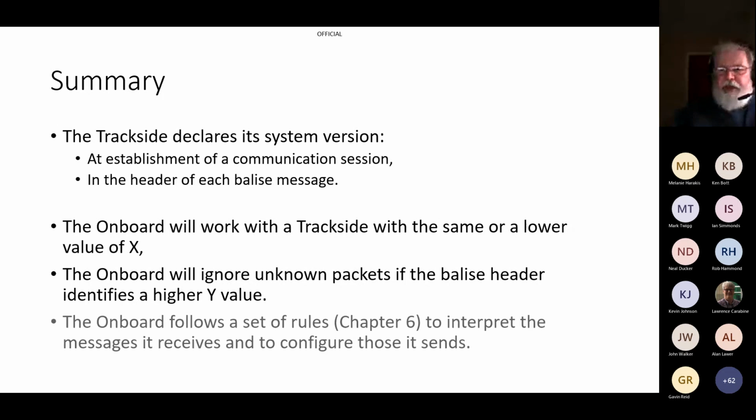And it is chapter 6 of subset 26 that tells the onboard, primarily the onboard, how to interpret those messages it receives and also how to configure the messages it's going to send out. It is the onboard that is not just the babel fish for the incoming messages, but also a babel fish to translate the information going out.